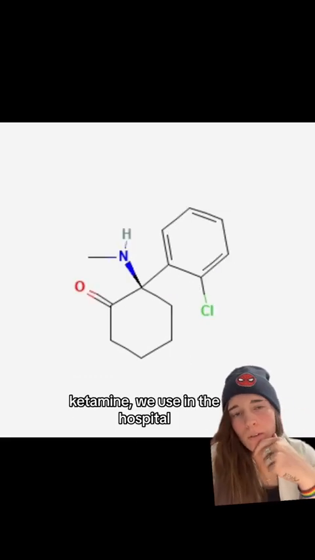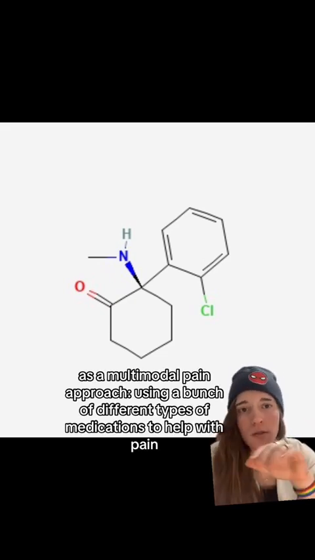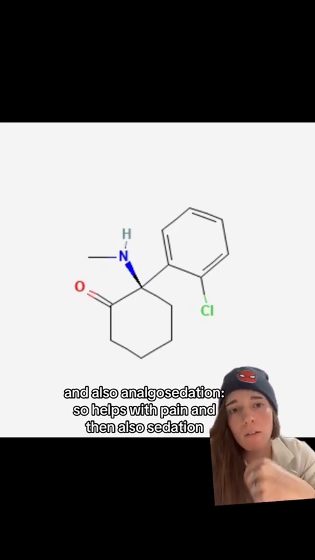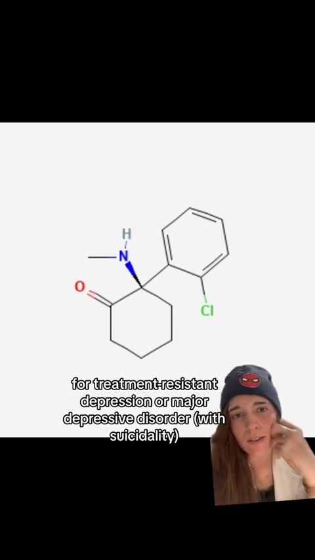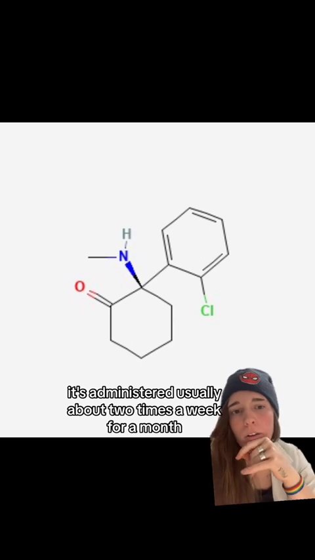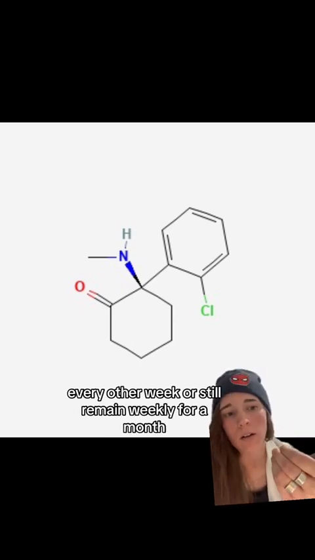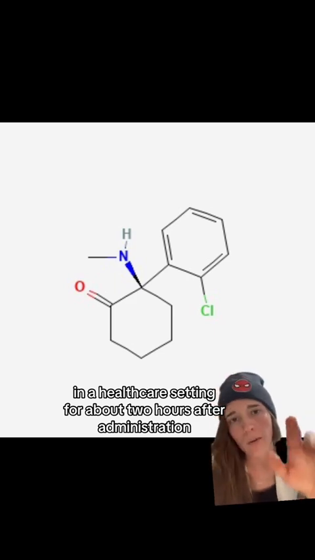So this is ketamine. We use it in the hospital, for example, for patients in the ICU as a multimodal pain approach, using a bunch of different types of medications to help with pain, and also as analgesic sedation. So it helps with pain and then also sedation. The S enantiomer, S-ketamine or Spravato, is an intranasal formulation for treatment-resistant depression or major depressive disorder. It's administered usually about 2 times a week for a month, and then it's weekly for a month, and then it can be moved to every other week or still remain weekly for a month. The black box warning, of course, you need to monitor because of these dissociative effects in a healthcare setting for about 2 hours after administration.